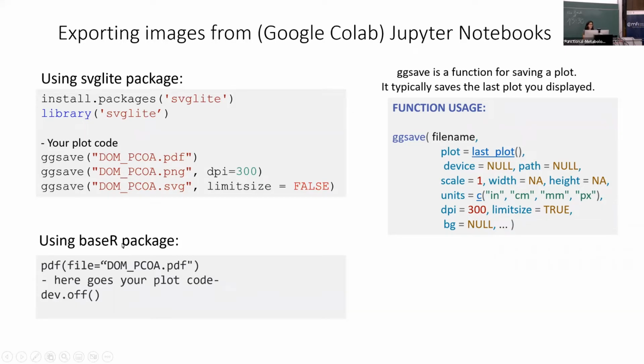This is the common resolution that's used for printing images. The other one is the base R package. This is from R itself, so you don't have to install this package. It's already there. How you use this is you define, before you write your plot function, okay, I want this in PDF format, and then you write your plot code and call dev.off so that just that plot gets stored. And when it comes to ggsave, this is the way you use the function. You provide your file name as I've given here, like dom.pcoa.pdf. Pretty much that will do.